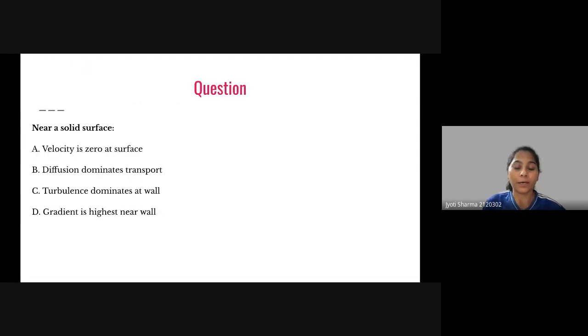Okay, near a solid surface, you have four options. You have to tell me the right answers. Velocity is zero at surface. Diffusion dominates transport. Turbulence dominates at wall. Gradient is highest near wall.